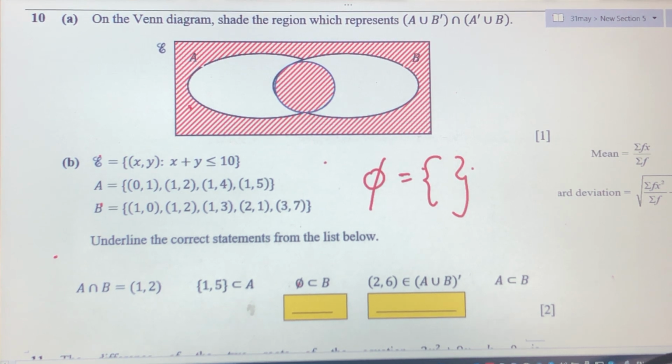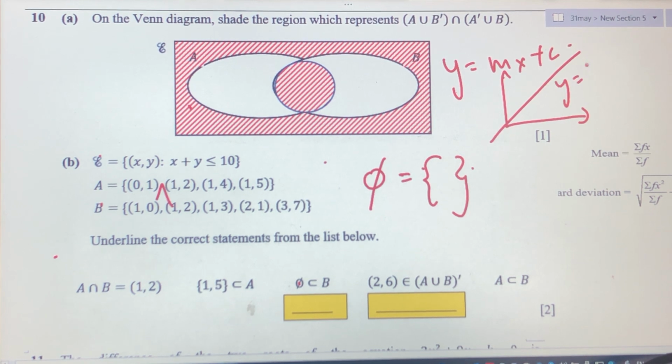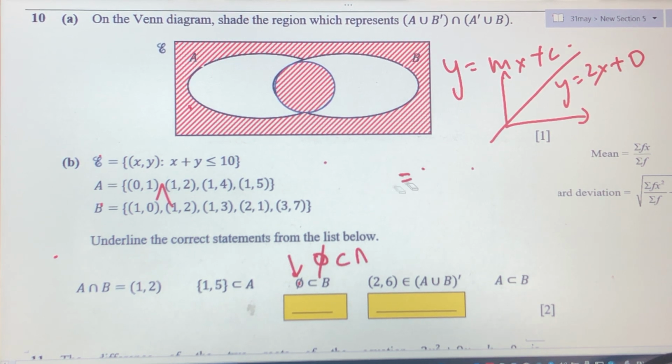Now, isn't the empty set a proper subset of every set? Hidden inside here is an empty set, but we don't write it. It's like y equals mx plus c. Then later I have the line y equals 2x. Actually, it is 2x plus 0. There's a constant there, but we don't write it. There's an empty set in every set. So even this is true, even this is true. Are we clear?